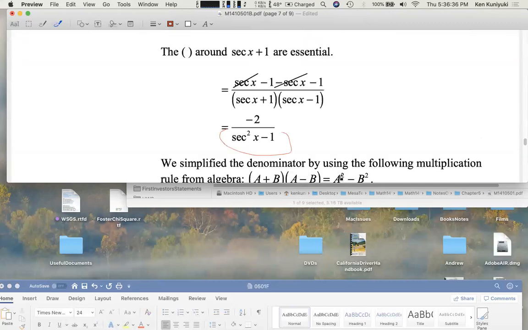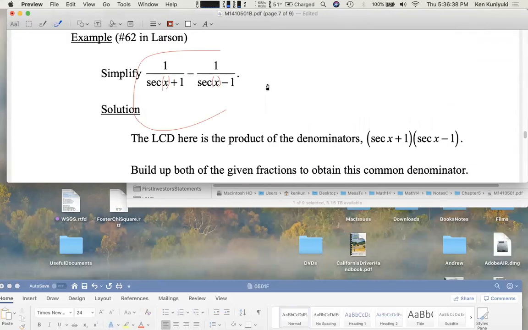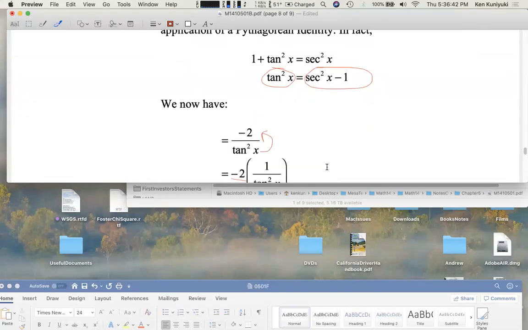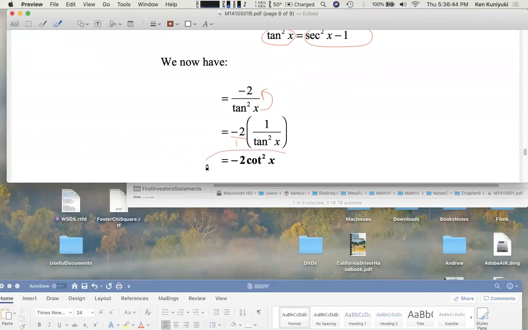So that big, ugly expression way up here ends up simplifying to negative 2 cotangent squared of x. Much, much simpler. That's as compact as we can get it. We can't do much else to make it better.